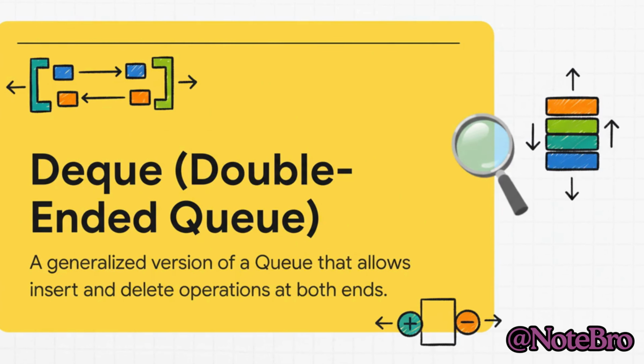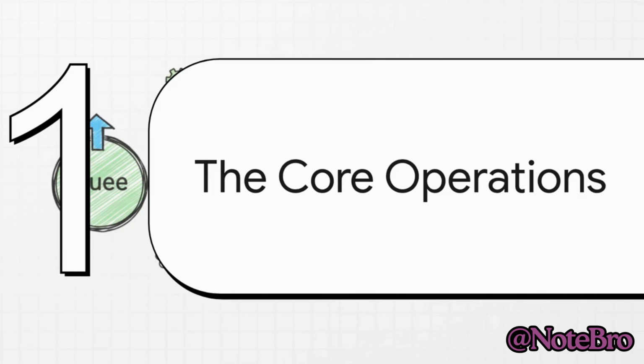And the answer to that question is the Deque, which is short for a double-ended queue. And a quick tip, you usually just pronounce it deck, like a deck of cards. As the name suggests, it totally breaks the strict rules of a regular queue, giving you access to both the front and the back for adding and removing stuff. So that's the big idea.